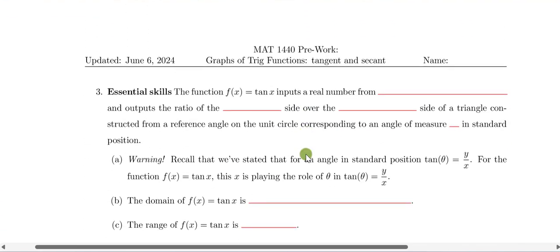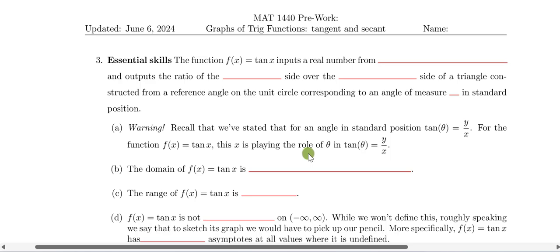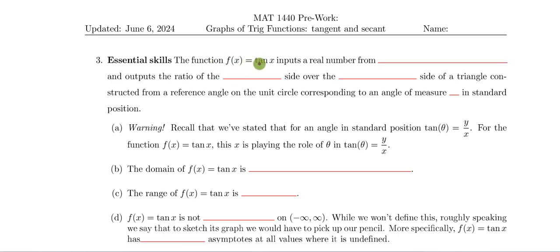And then what I'd like to do here is let's go ahead and construct the graph of the tangent function. So we'll work through a few of the important details of the tangent function. The function f of x equals tangent of x. It outputs the ratio of the opposite side over the adjacent side of a right triangle when formed in standard position.